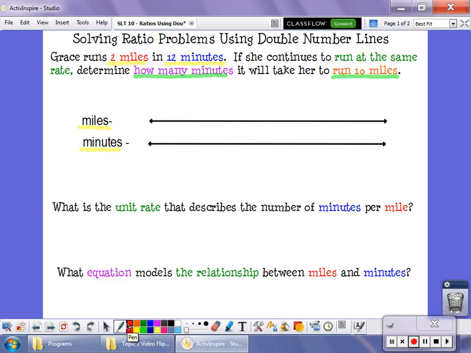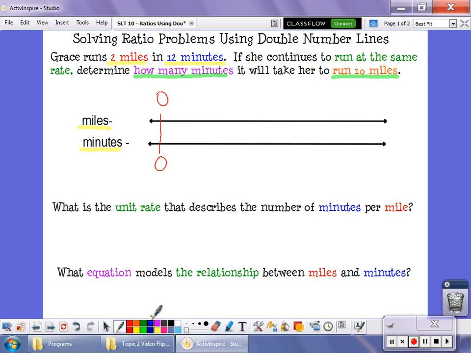Now, we know that if Grace were to run 0 miles, it would take her 0 minutes. So we're going to show that on our double number line by creating a line that connects these two numbers as a ratio, 0 miles for 0 minutes.